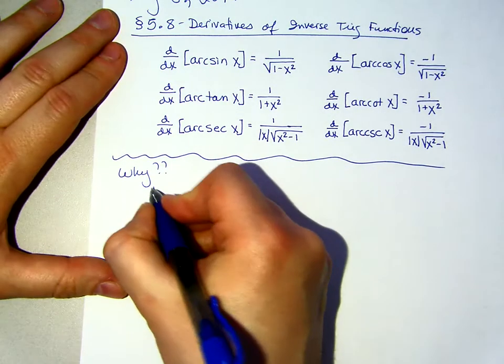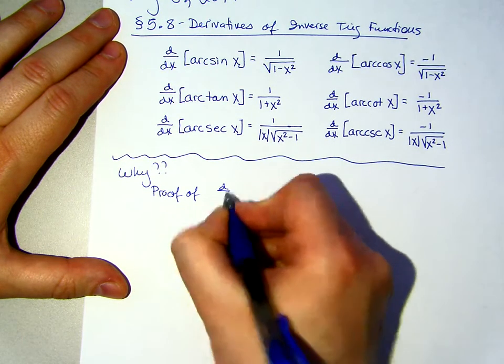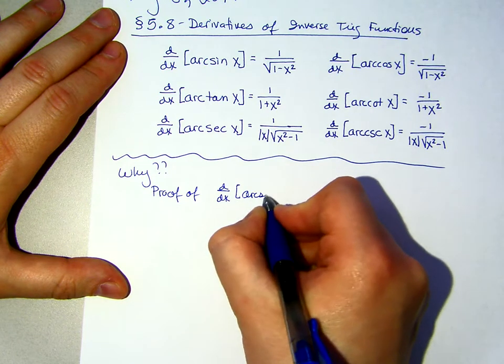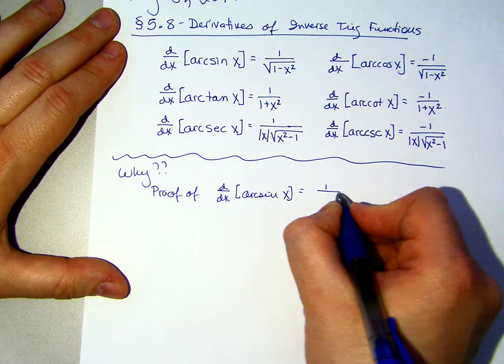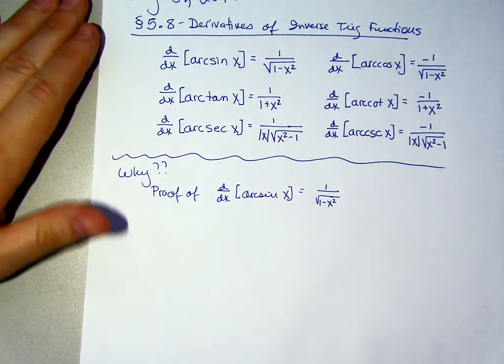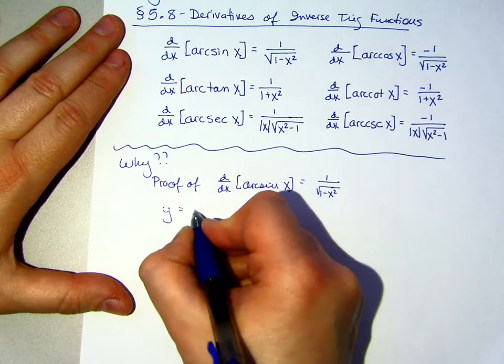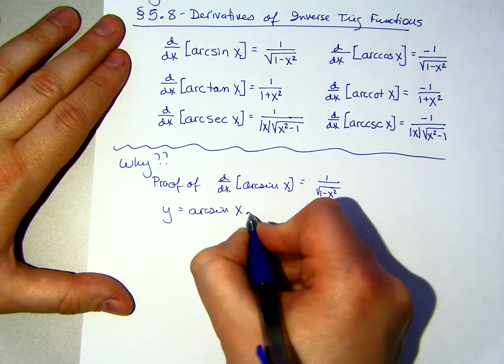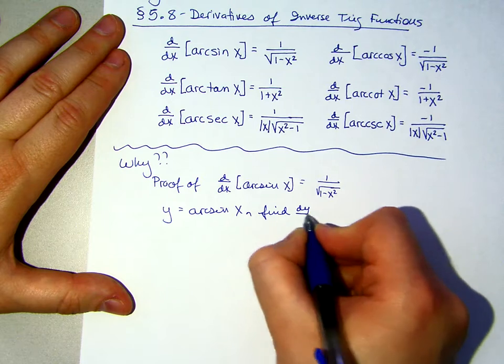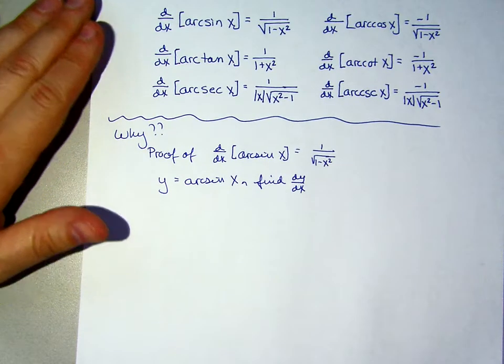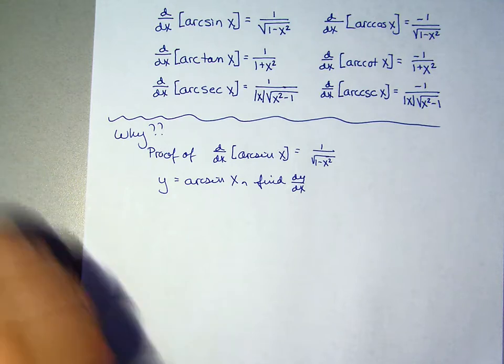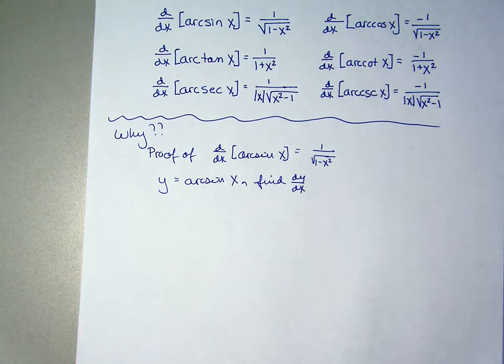Here's the deal. Let's prove why the derivative of the arc sine of x equals 1 over square root of 1 minus x squared. I'm going to say that y equals the arc sine of x, and I want to find dy dx. Same thing as saying find the derivative of the arc sine of x. But at the moment, I don't actually know anything about arc sine of x. I could do something to both sides to get rid of my arc sine. What would undo an arc sine? What's the inverse of an arc sine?